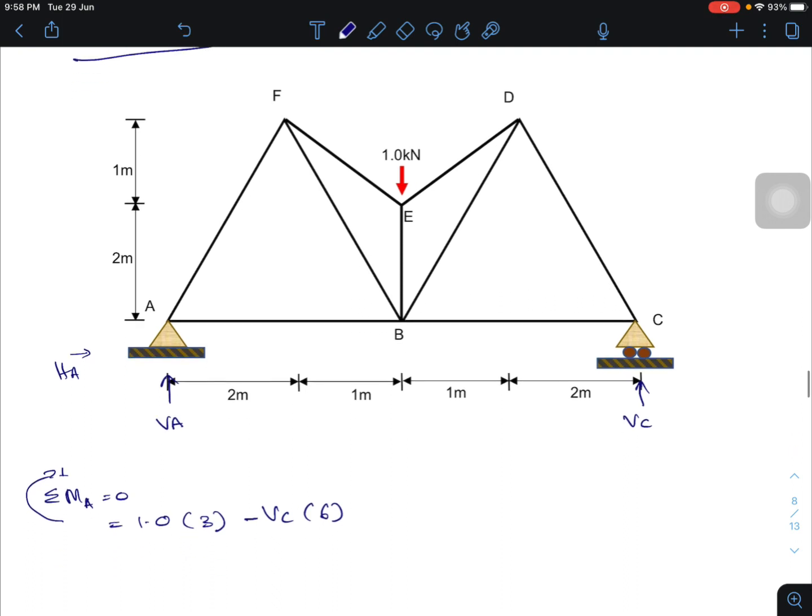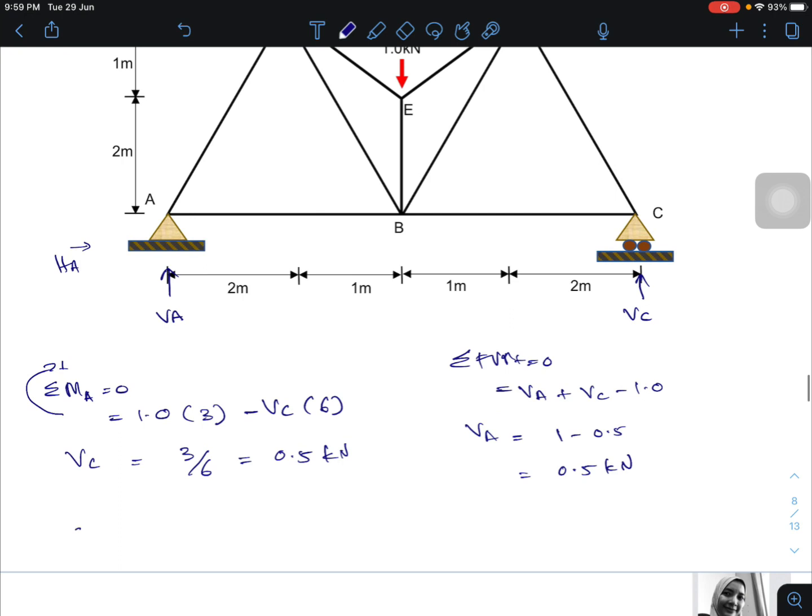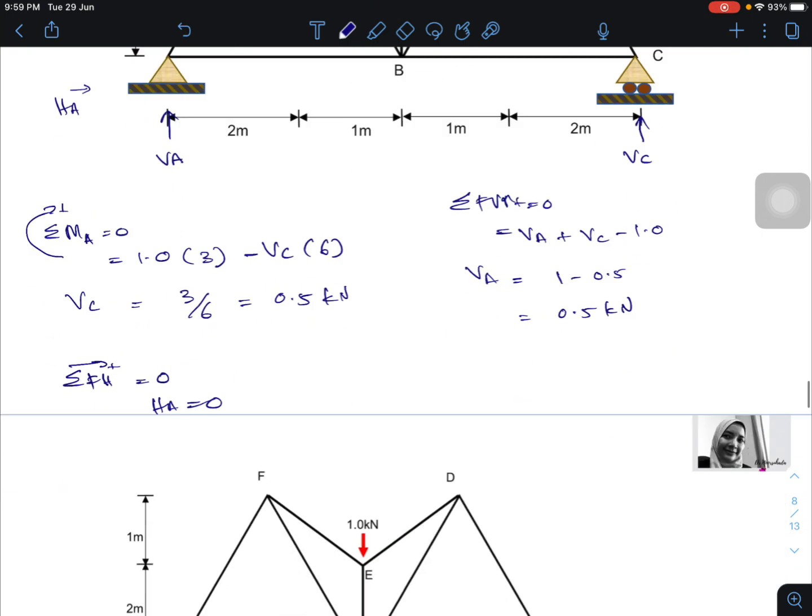So VC becomes 3 over 6, which is 0.5 kilonewton. And then we use the vertical equilibrium equation to determine the remaining reaction. VA plus VC minus 1.0 equals 0, so VA becomes 1 minus 0.5, which is 0.5 kilonewton. And for the horizontal reaction, HA equals 0 because no load is applied horizontally.